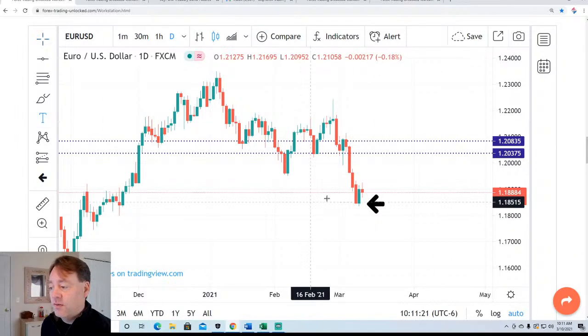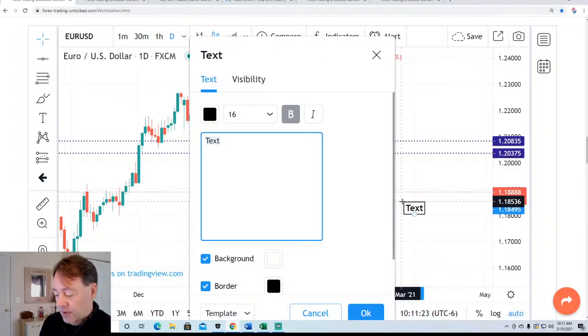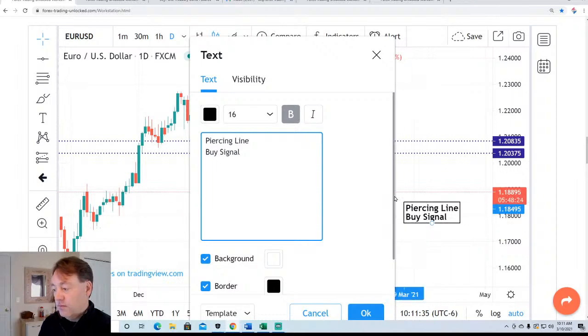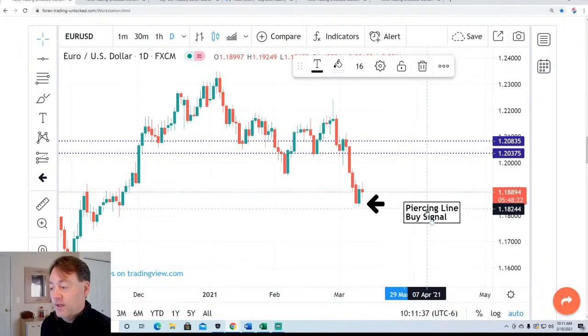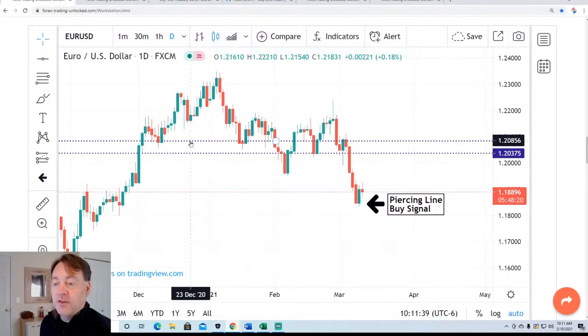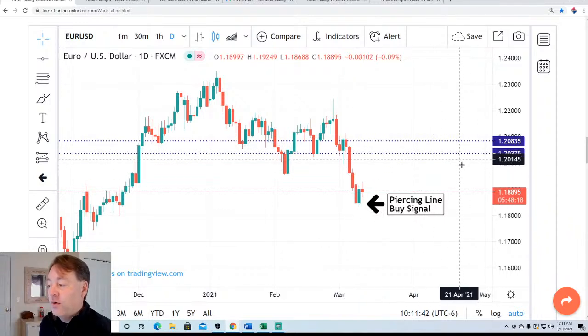In fact, just so that, in case you want to look it up, piercing line buy signal. Okay, there we go. And put that right there. So that's what we had yesterday in the Euro US dollar. Right now it's targeting about $1.2037 to $1.2083.